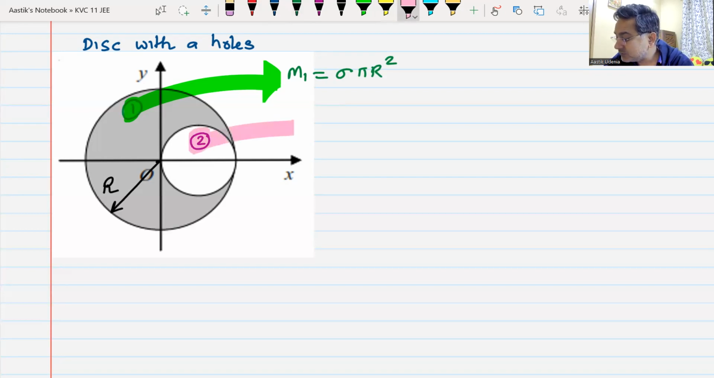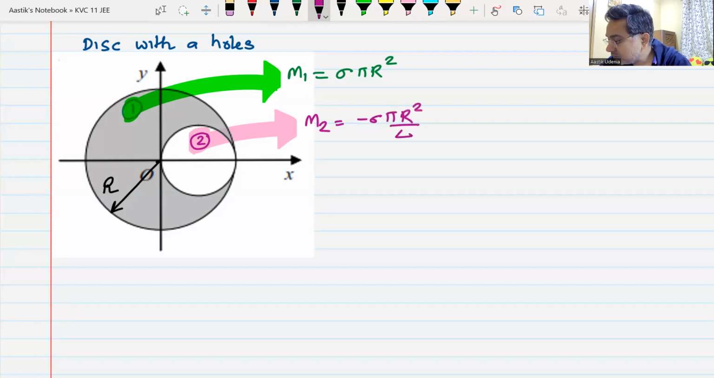Coming on to the second disk. If I call the mass of this body as m2, what will be the mass of this body? Sigma pi r square by 4, sir. Minus sigma pi r square by 4. Yes or no? Because it is taken as a negative body. Remember, our origin of coordinates is here.